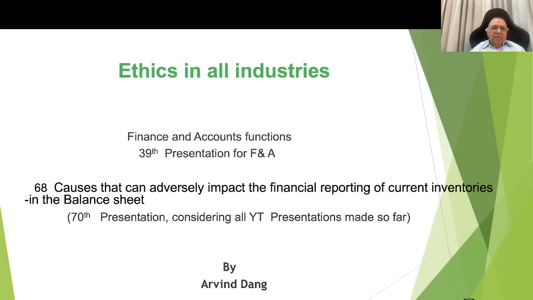The topic is 68 causes that can adversely impact the financial reporting of current inventories in the balance sheet. Overall, this is my 70th presentation considering all the YouTube presentations that I have made so far.